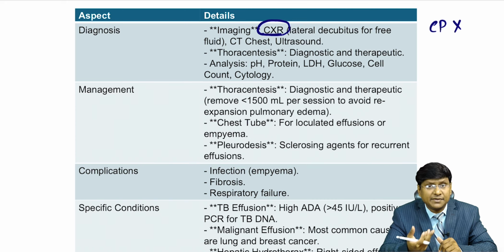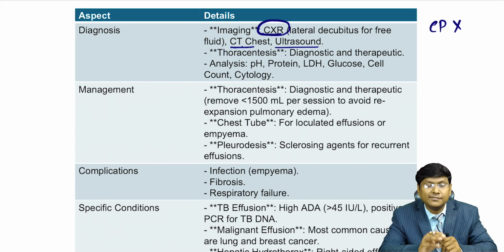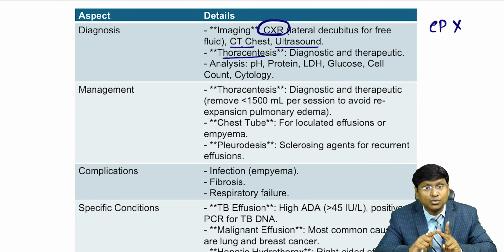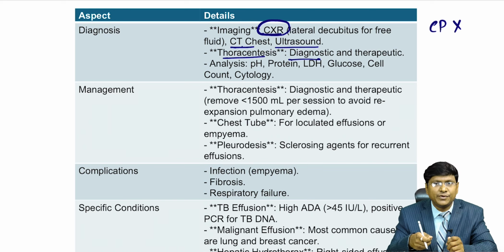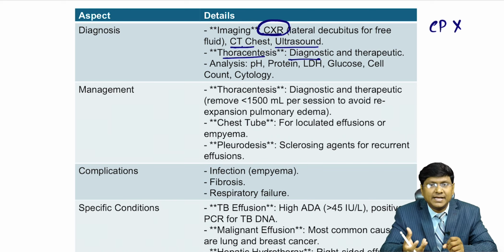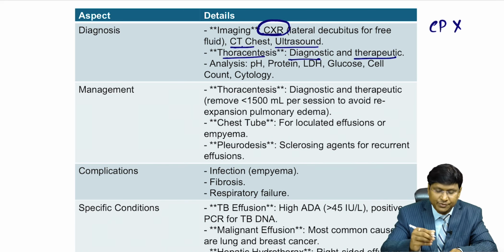And what are the various other ways by which you can diagnose the pleural effusion? That is by CT scan of the chest as well as ultrasound of the chest. And the other way by which you can diagnose is thoracocentesis. But what is the purpose of thoracocentesis? There are two reasons. Number one, diagnostic. Number two, therapeutic. For diagnostic, you need to take out the fluid and analyze it. The fluid will tell you what type of pleural effusion this is and what is the etiology causing it.